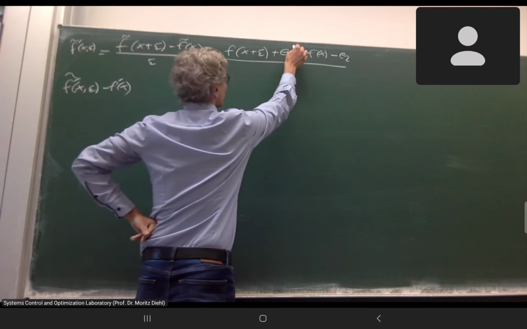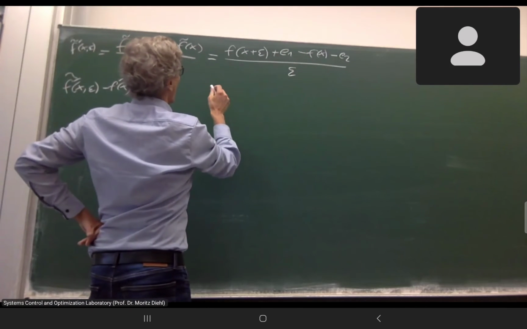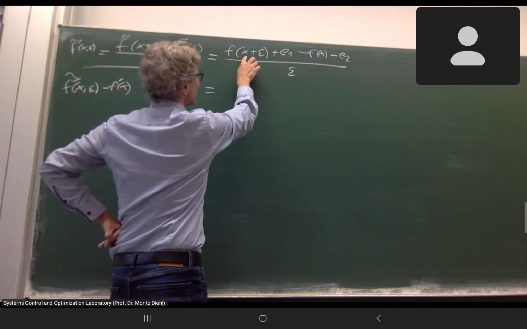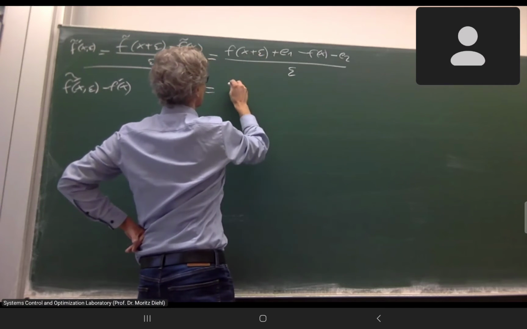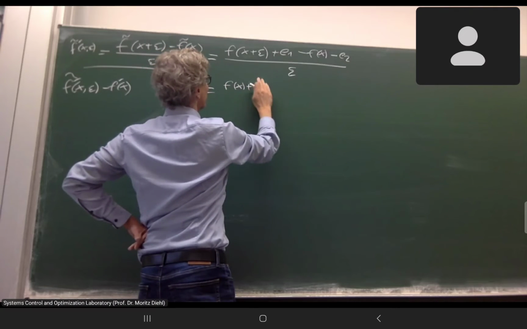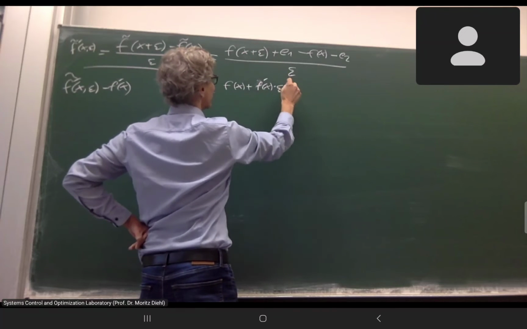I leave out the argument, but it depends, of course, on x and on epsilon. Okay, and then this is 0 on this side, so what is it actually? This thing I can use a Taylor series for. It's f of x plus f prime at x times epsilon, right? That's this first order thing.